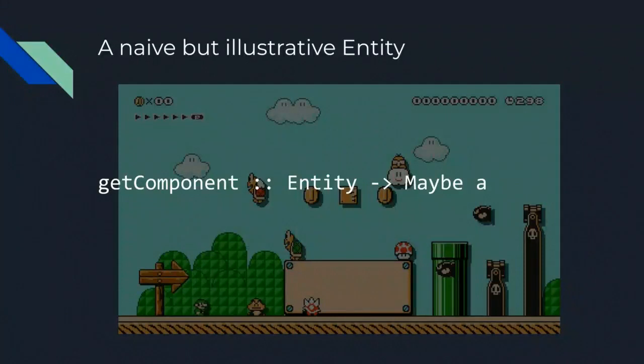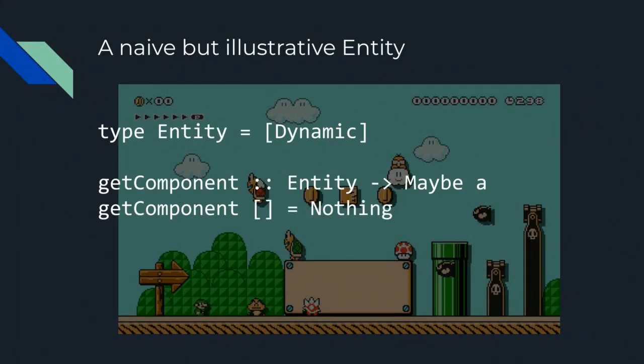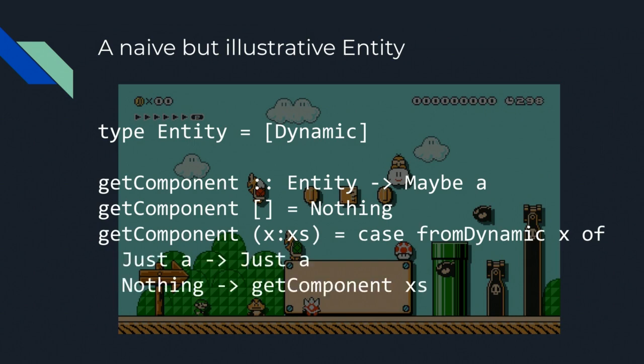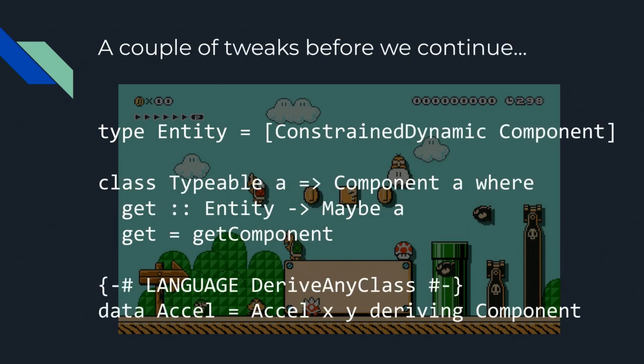This is the easiest to explain, but it's not a very efficient way of doing it, which is to have the entity be a list of dynamic. And so get component, if it's an empty list, it's not there. Otherwise, you try and get the first thing. If it's of that type, return it. Otherwise, recurse down. And that gives you a way of storing this untyped heterogeneous container of things in a way that's type safe.